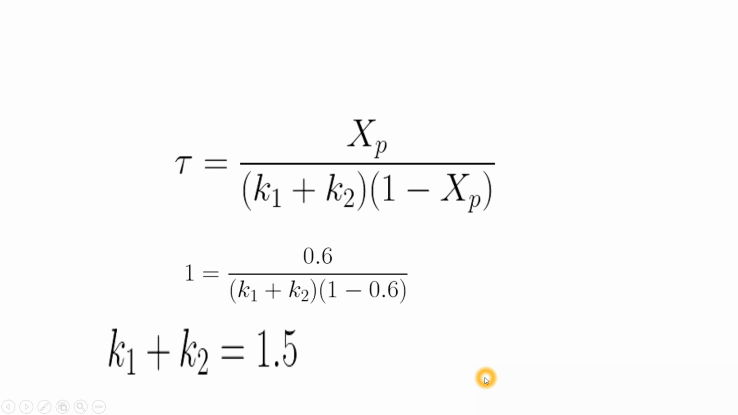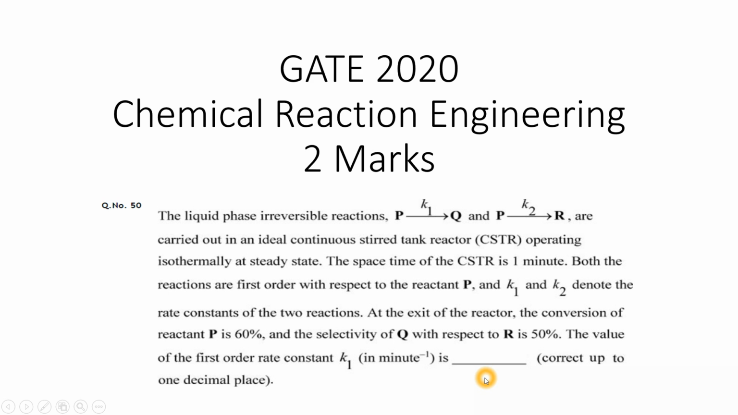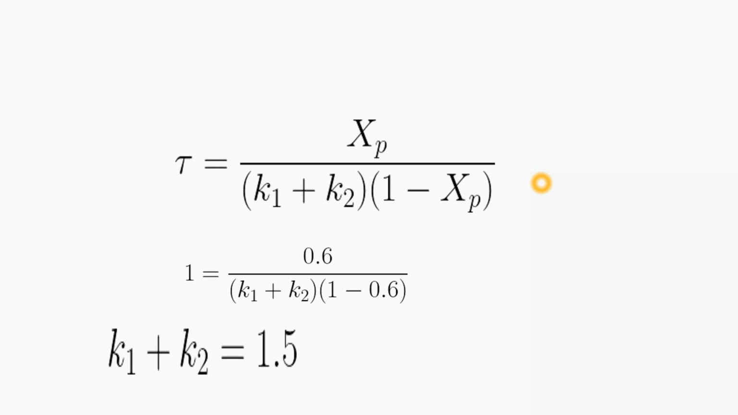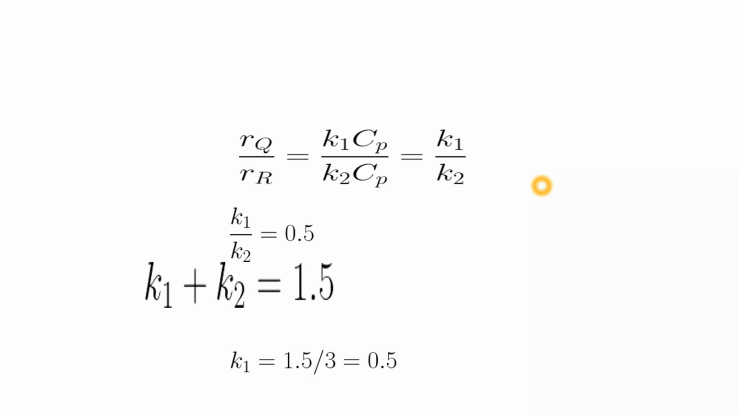They give us a second condition also. They have given the selectivity of Q with respect to R is 50%. That means the rate of production of Q will be K1 Cp and the rate of production of R will be K2 Cp. From this we can see here Rq upon Rr is equal to K1 Cp upon K2 Cp. Cp will cancel out, then we will get K1 by K2, so K1 by K2 is equal to 0.5, right?